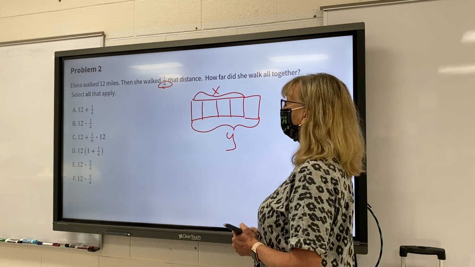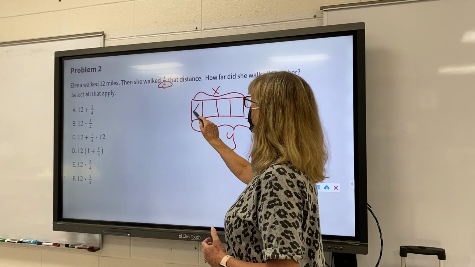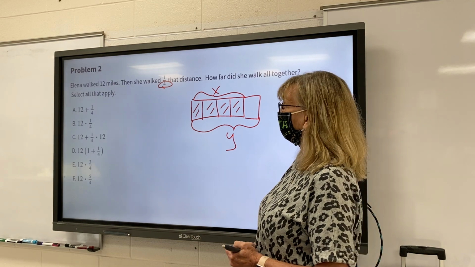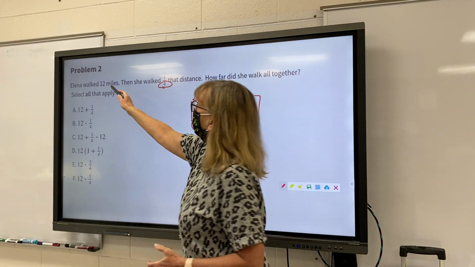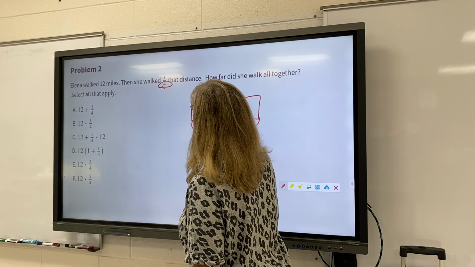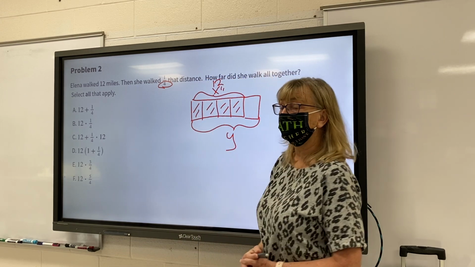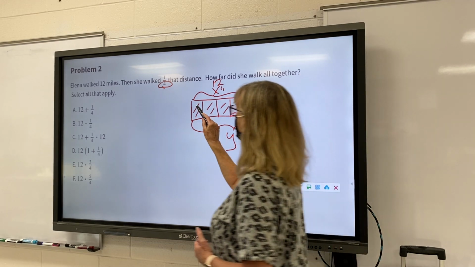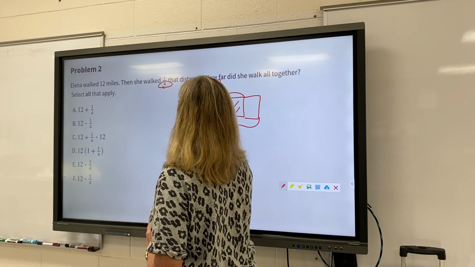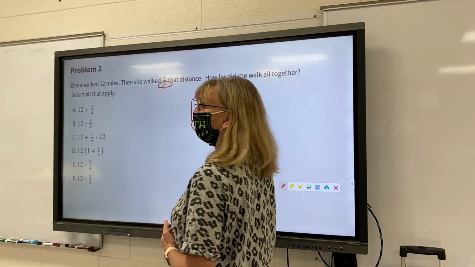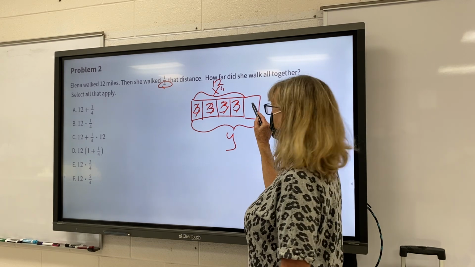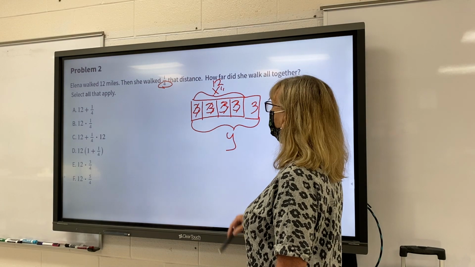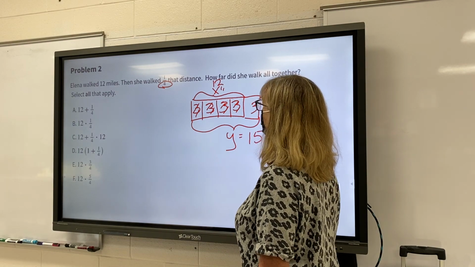Does that make sense, what I just drew? This is her initial, and then we added 1/4 onto it. Now, if she walked 12 miles, that means X equals 12. So what is each one of these blocks worth? 3. Do we all agree? This is 3, this is 3, this is 3, and this is 3. This one is also going to be 3. So how far did she walk total? 15. Okay, so Y is going to equal 15.